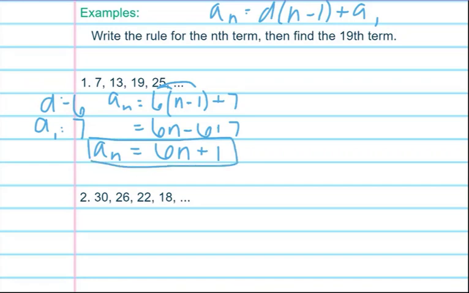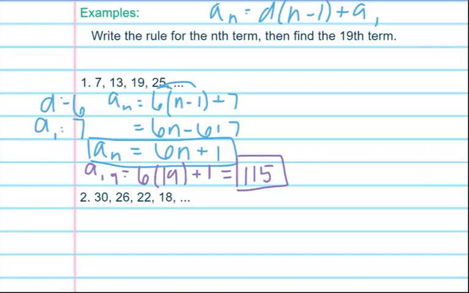Now I'm going to use that rule to do the second part, which is to find the 19th term. So a sub 19, that means I'm just going to sub 19 in for n. 6 times 19 plus 1 is going to give me 115. So my 19th term is 115.